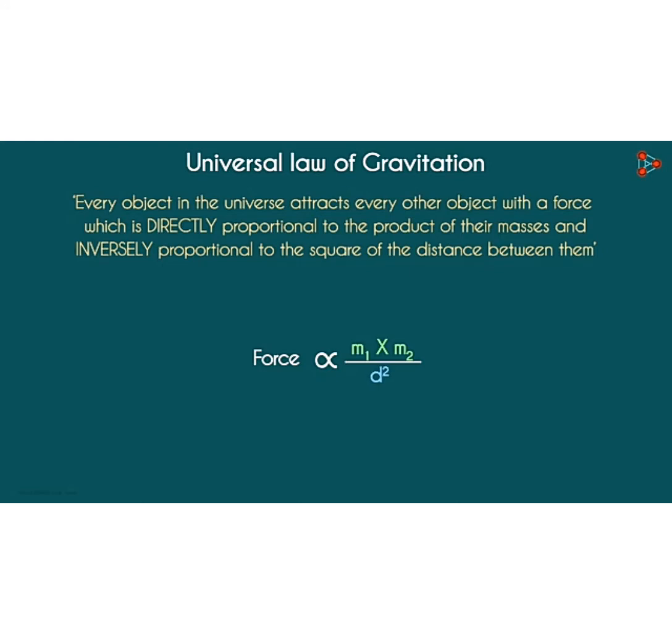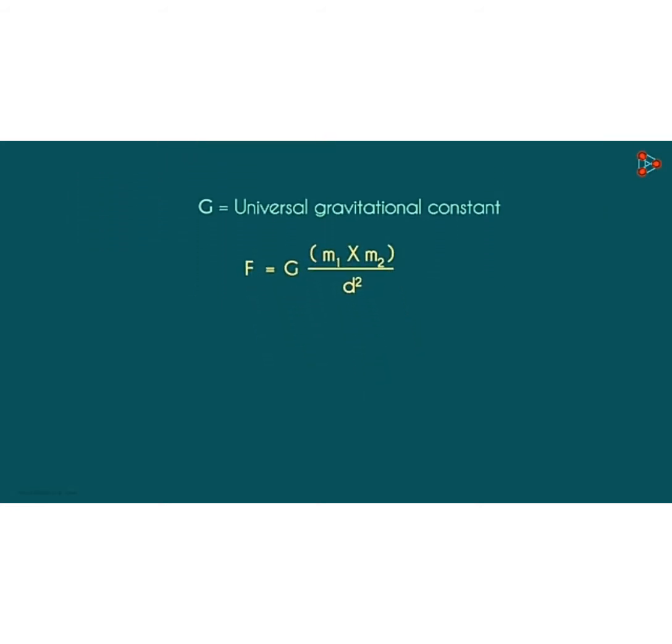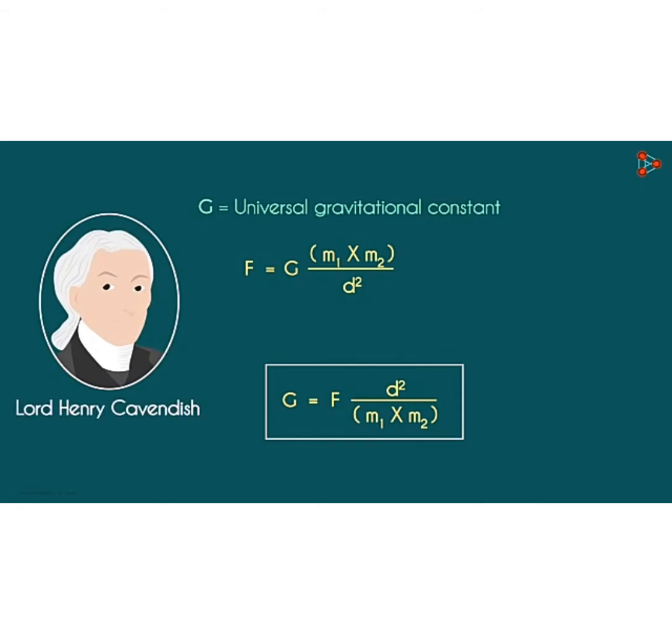This can be written as F equals G times m1 times m2 over d squared. G here is the constant of proportionality and is called the universal gravitational constant. The equation can be modified and written as G equals F times d squared over m1 times m2. The value of G was found out by Lord Henry Cavendish using a torsion balance.